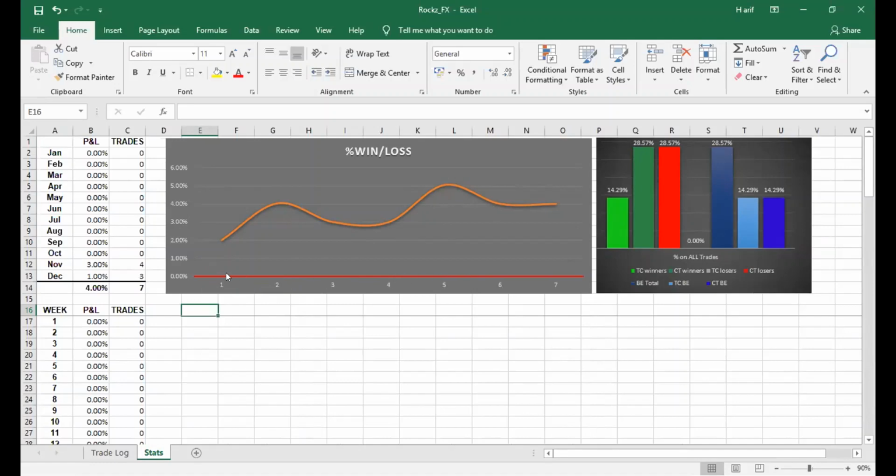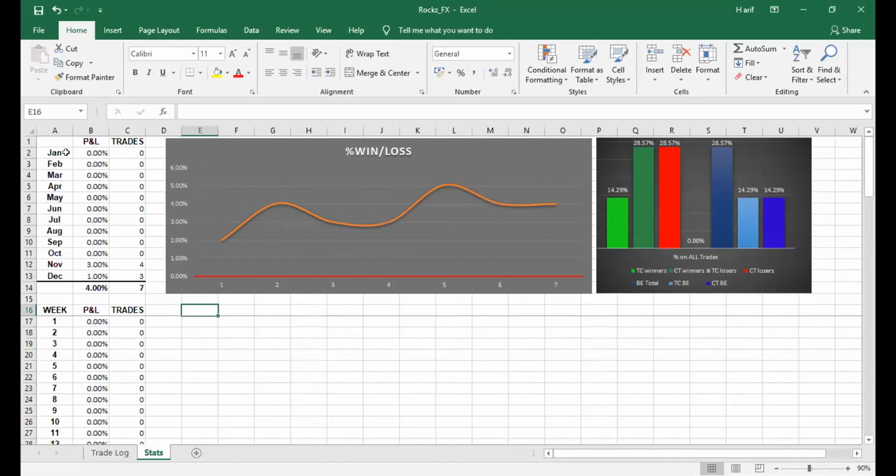This red line is obviously where you started. So if we did go into negative to start off with, you'd see the equity curve dip down under this red line and show you what percentage you went into negative. And then it would obviously push up if you guys started making profit. So that's your equity curve in the middle there.